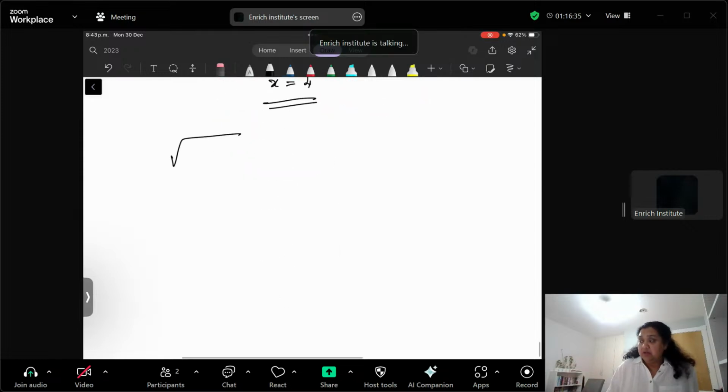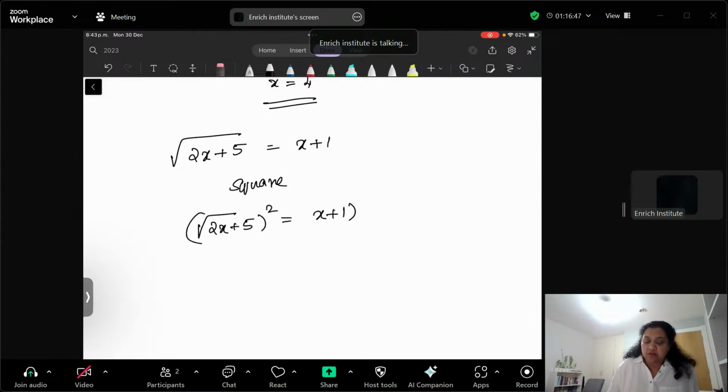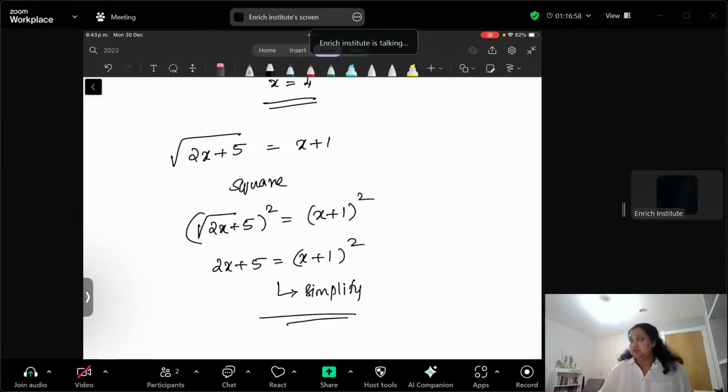Another question, square root of 2x plus 5 is equal to x plus 1. You see a square root, square it. So the left hand side will become 2x plus 5 the whole square is equal to x plus 1 the whole square. Then 2x plus 5 is equal to x plus 1 the whole square. Simplify and solve it. This is for the surds.